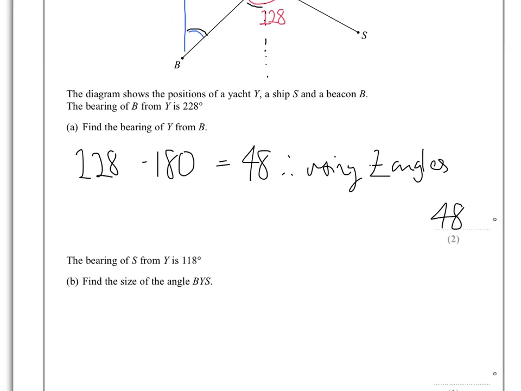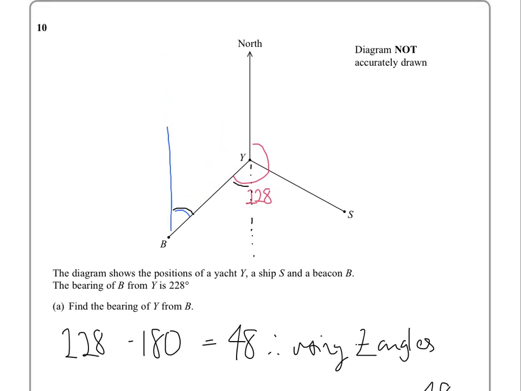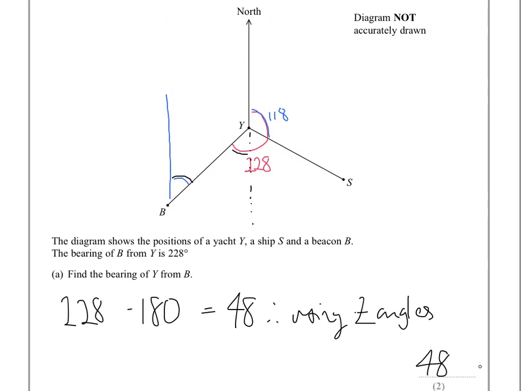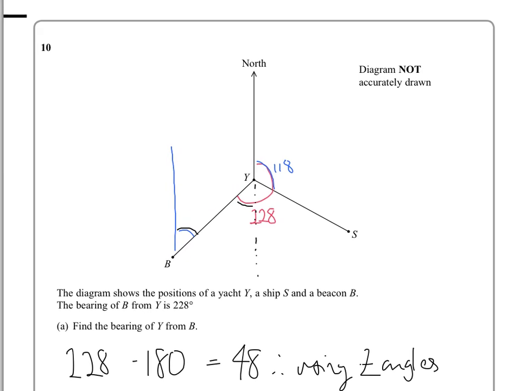So the next part, it says that the bearing of S from Y is 118 degrees. So what it's basically saying is that the bearing of S from Y, so this here, is 118 degrees. And what it's asking us to work out is the size of angle BYS. So remember when we say it like that, BYS is the middle angle it's talking about. So it's actually saying, what is this whole angle here?